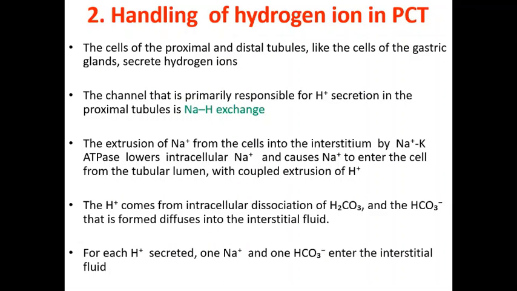Like I've already explained. So enough with that, we move on to how the proximal convoluted tubule is handling the hydrogen ions. Like I said, the proximal convoluted tubule is taking part in acid-base balance because it has a function in handling hydrogen ions. And hydrogen ions will have an influence on the pH, whether it's increasing or decreasing. The cells of the proximal and distal tubules, like the cells of gastric glands, can also secrete hydrogen ions. So they are responsible for secretion of hydrogen ions.